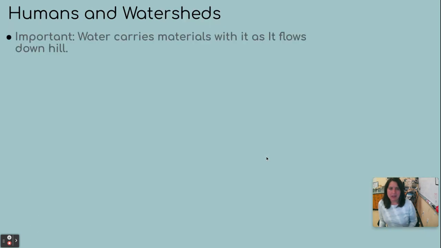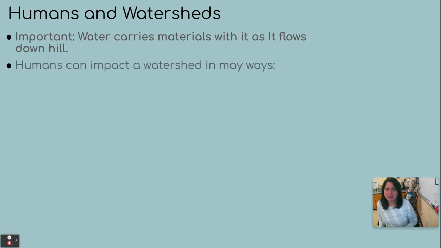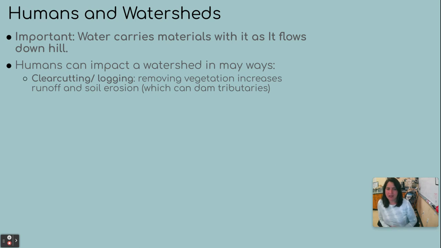Okay. So here's the thing with watersheds: water carries materials with it as it flows downhill. Humans can impact a watershed in many ways. So like I said, deforestation, clear cutting, and logging remove vegetation, increasing runoff and soil erosion. Right? That soil erosion, all that sediment, can actually fill up and dam tributaries and eventually make flooding worse.